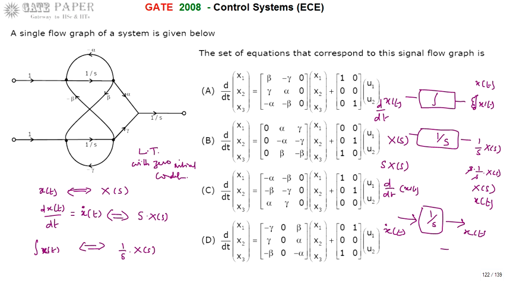We are going to use this concept while writing the set of equations for the given signal flow graph. If the nodes are different, you can use suffixes for x: x1, x2, x3. We will check how many 1 by s blocks there are in the given system, then write the nodes, and then write the expressions.